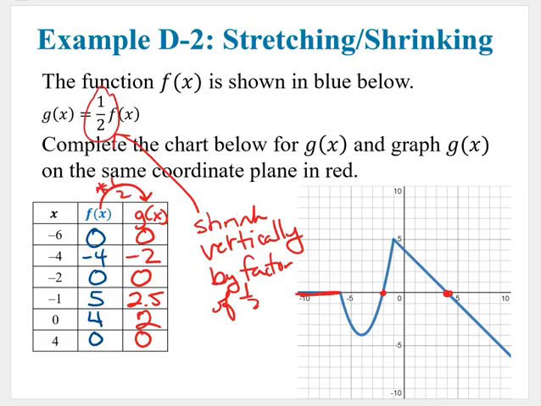So like this point that was negative 4, negative 4 is now going to be negative 4, negative 2. So when it dips down, it's only going to dip down half as far as it used to. And this point that goes up to 5, it's now going to be at 2.5. So it's only going to go up half as far as it was before.